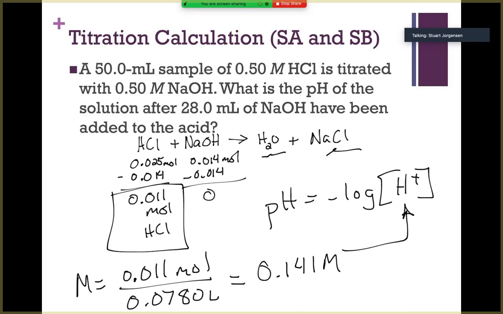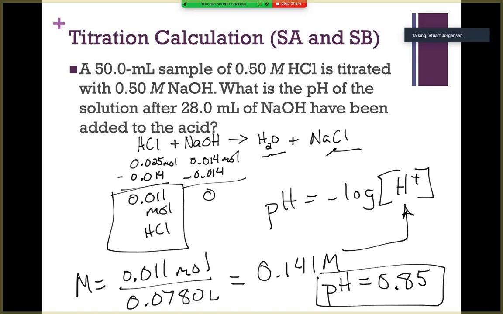Negative log of our answer from our previous problem gives us a pH of... how many sig figs? Looks like 2 sig figs, 0.85. Our pH would be 0.85 for our final answer. And this makes sense. We had extra acid in the beaker. Extra strong acid to be precise. Makes sense that the pH would be very, very low.